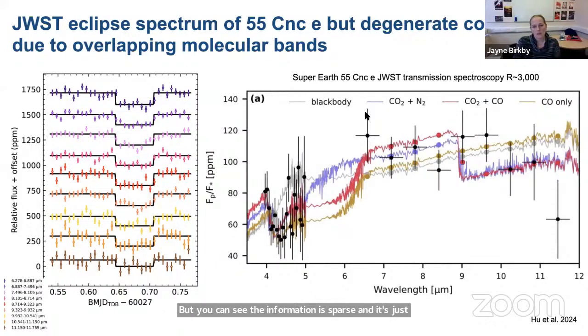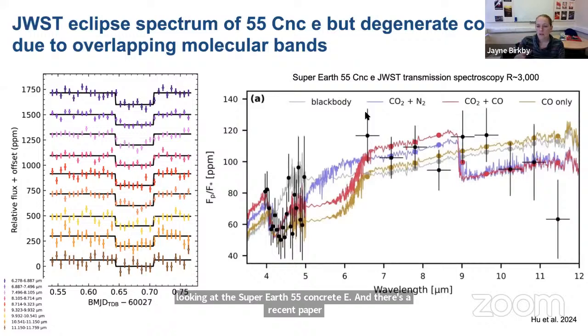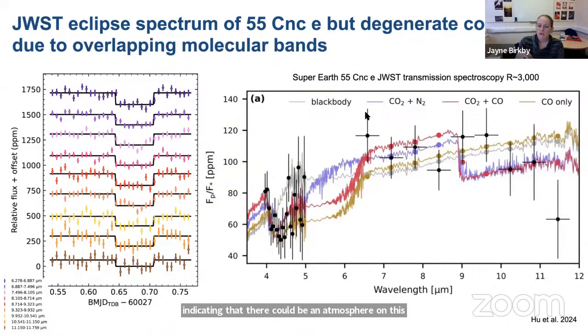But you can see the information is sparse, and this is a challenging object to look at. So this is looking at the super Earth 55 Cancri E, and it's a recent paper indicating that there could be an atmosphere on this planet, but the data isn't sufficient enough to really tell between different atmospheric scenarios. So there are some plotted here where you have a background gas of just carbon monoxide, or you could have a background gas of carbon monoxide with some CO2 involved, or you could have a nitrogen background gas with CO2. You can see that the data can't quite really distinguish between these.